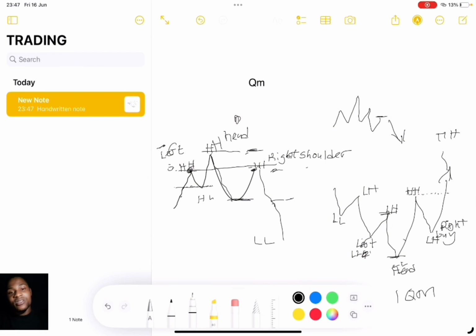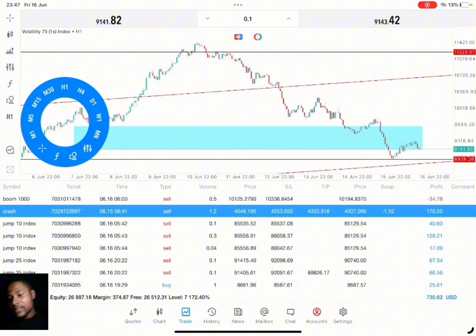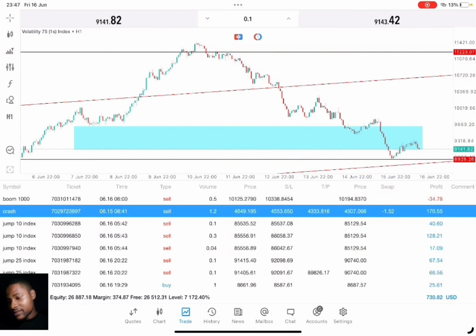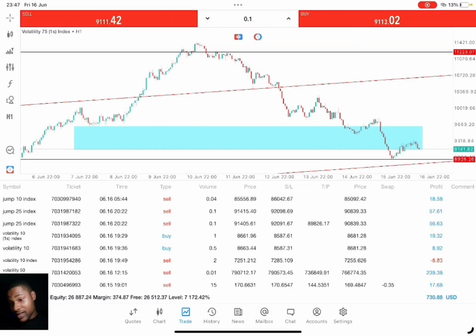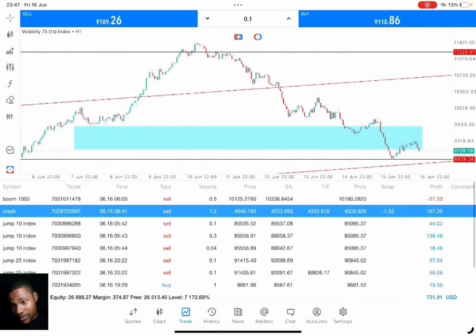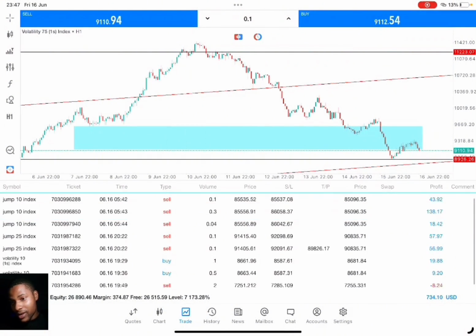This explains Quasimodo. A lot of persons won't share this, but yeah, you got it. Now let's go to the chart. I told you, you find it more on synthetic indices. Let me see my trade, guys. I think I will have to close all these trades before I go to sleep. I don't want to be sleeping at night and thinking of how the trade is doing.